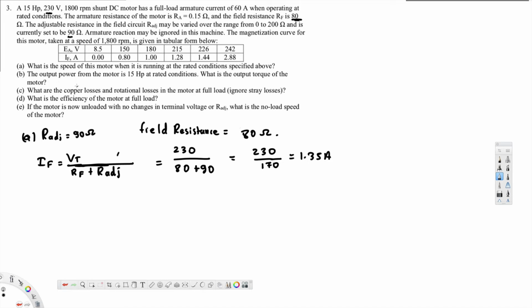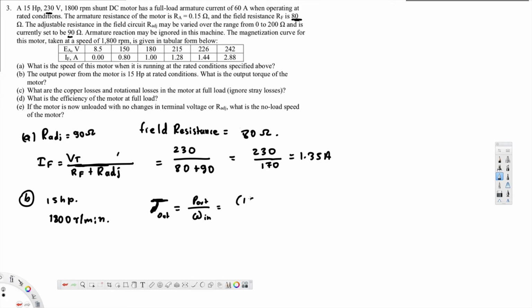B part is asking: the output power from the motor is 15 horsepower at rated conditions. What is the output torque of the motor? Now to find out the torque, here we have the power given, 15 horsepower, and the output speed is 1800 revolutions per minute, and the torque is asked to be found. Torque out is equal to P out divided by omega.